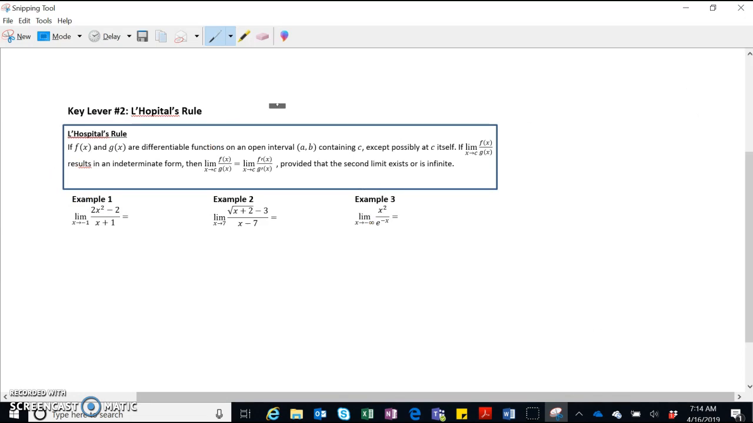Okay, so key lever number 2 is in fact more specifically geared toward L'Hopital's rule, which I've highlighted here in the box, just recapping what the rule itself states. And then I have 3 examples here. I'm only going to talk you through one, and I'd urge you to pause the video and try the other 2 before you come to class tomorrow if you have time. I'll probably do the second one since that looks like the trickiest derivative.